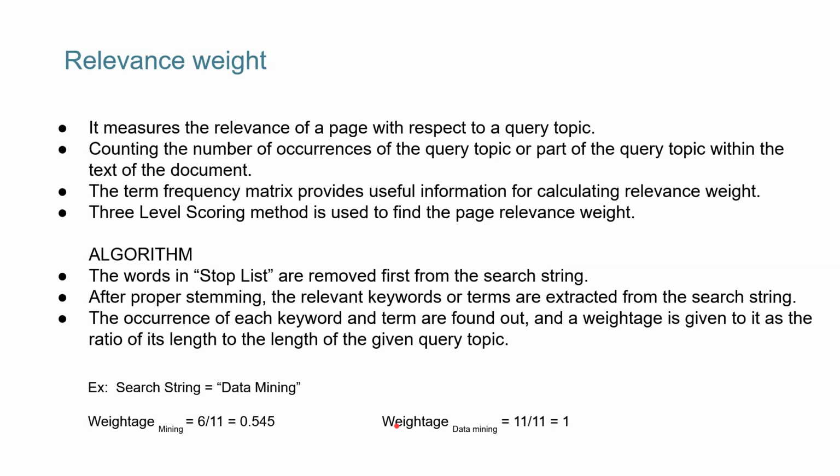Now some of the relevant terms in these algorithms. The first is relevance weight. Relevance weight measures the relevance of a page with respect to a query topic, the input string. The relevance of a page is gradually increased as more portion of the query topic occurs in the page. For example, a search string like data mining may be considered.